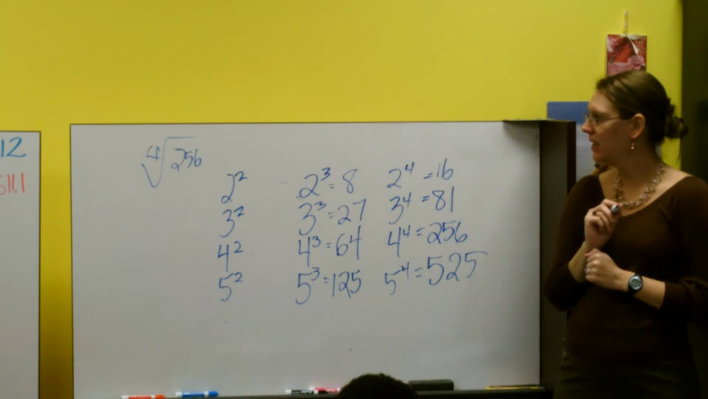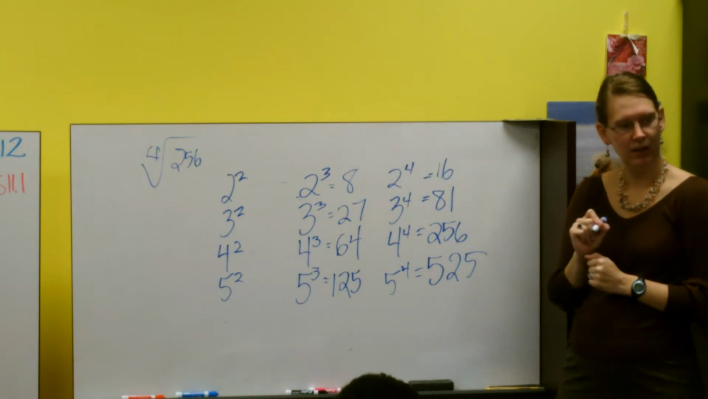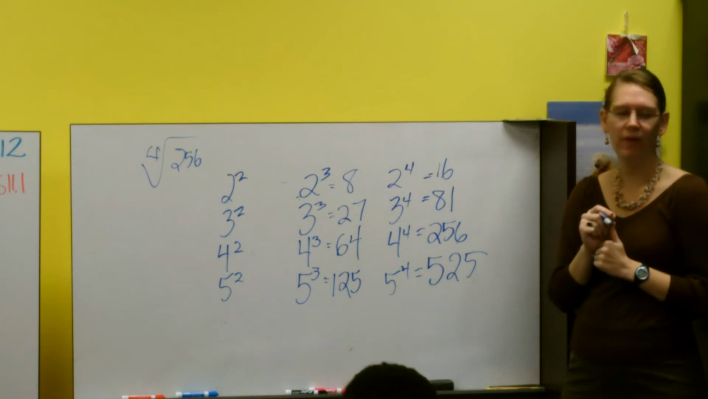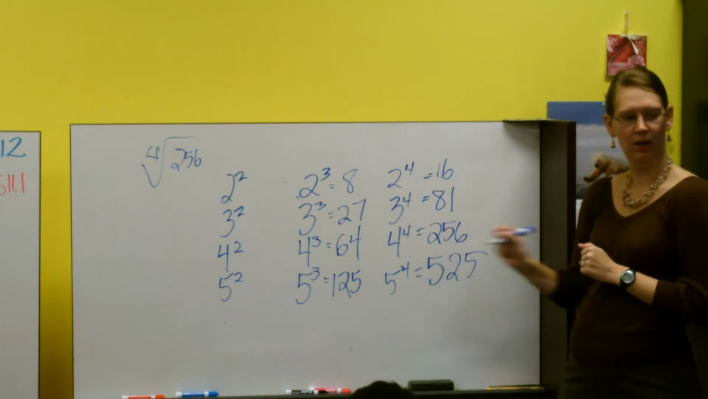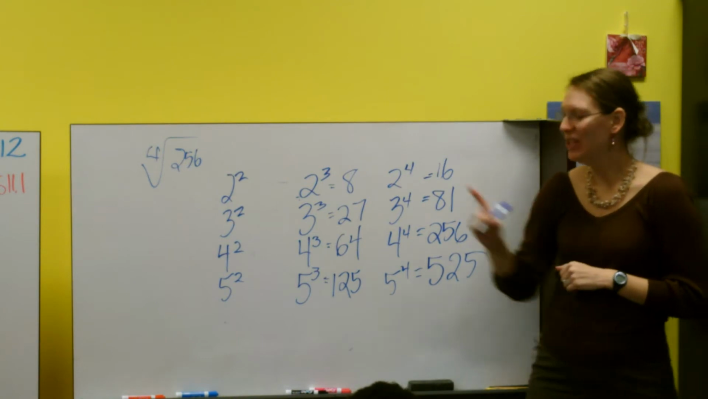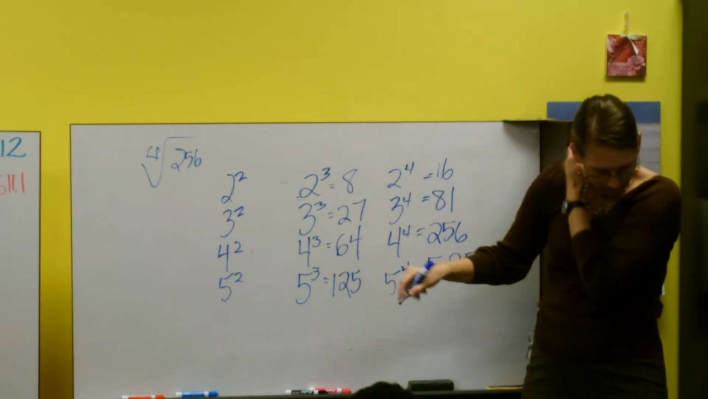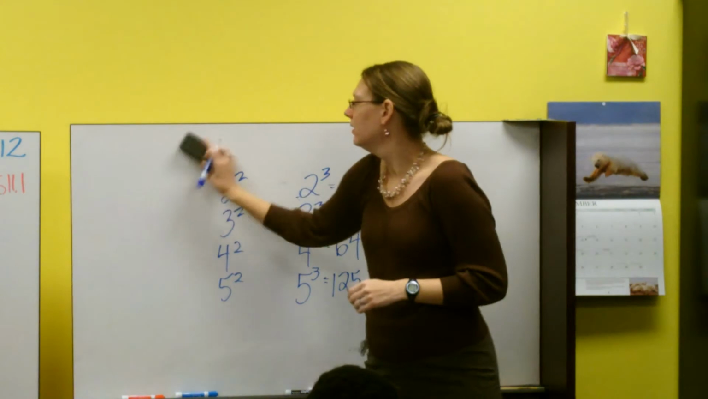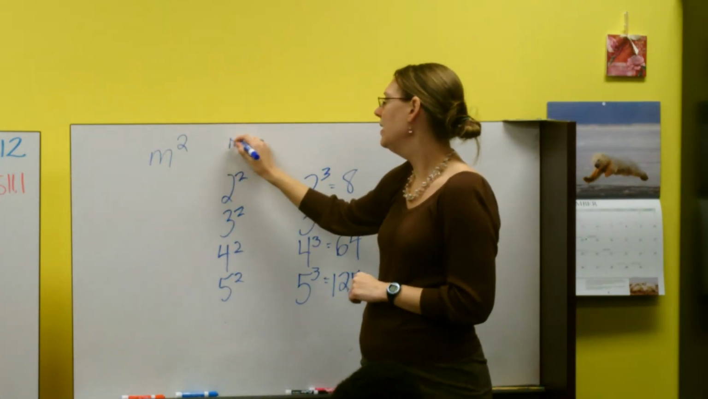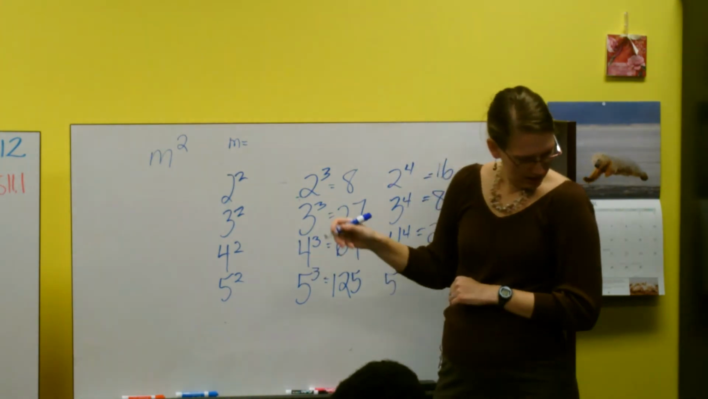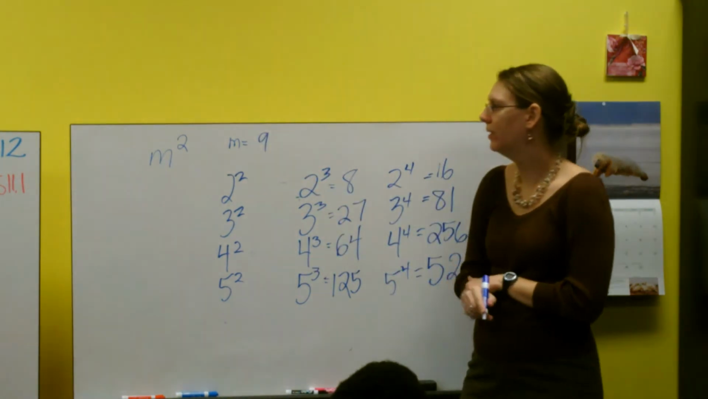So the 4th root of 256 is what, Shamika? The 4th root of 256. 4, right? Okay. So if I give you another variable, m squared, and we tell you m is 9, what's the answer?